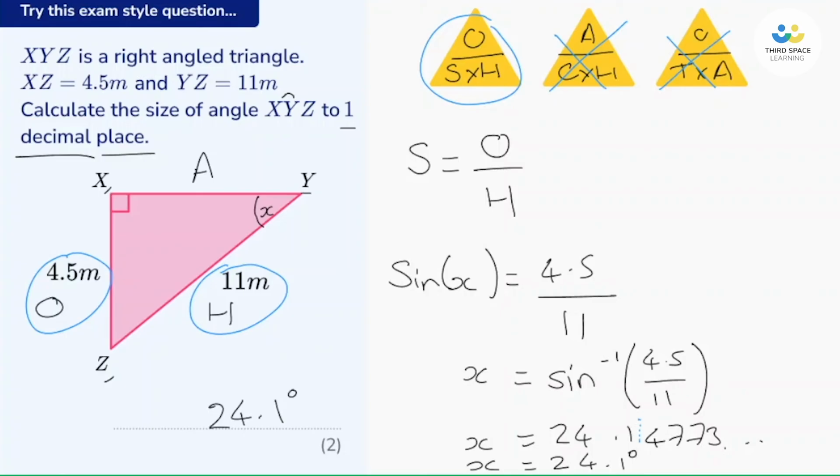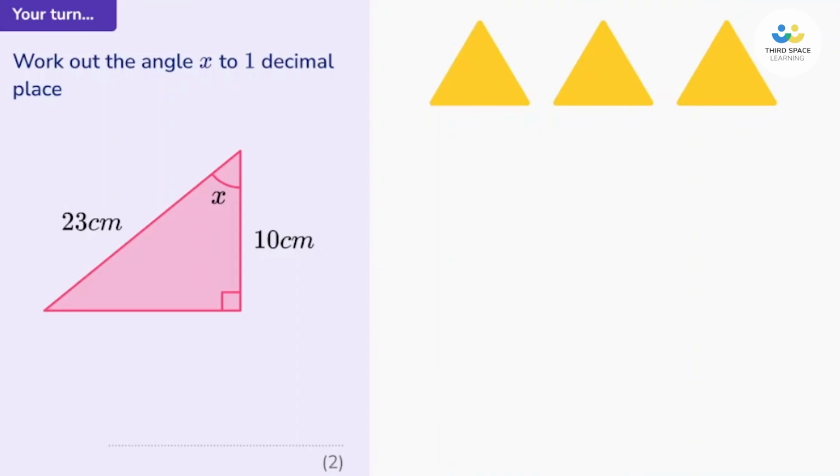Okay, let's see where those marks come from. So we're going to get 1 mark for correctly identifying that we need sine here and substituting the values in. And the second mark is for the answer. Okay, your turn. Pause the video and have a go. Go through it step by step and we'll have a look at it together in a minute.